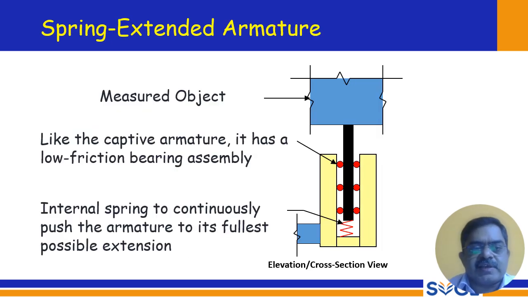So next is the spring extended armature. Here the core is actually supported by a spring, and the internal spring continuously pushes the armature to its fullest possible extension. So here it will force the core to be at its initial position always. So that is another improved construction from the captive type.